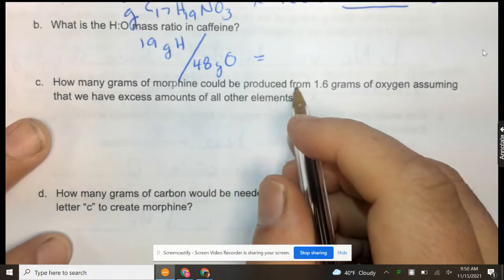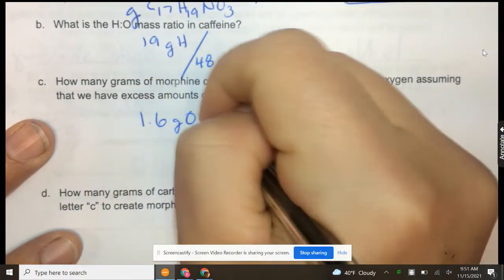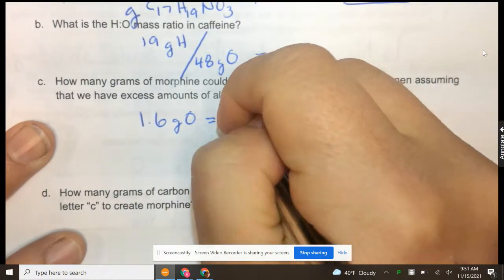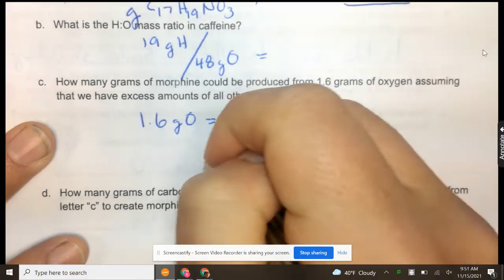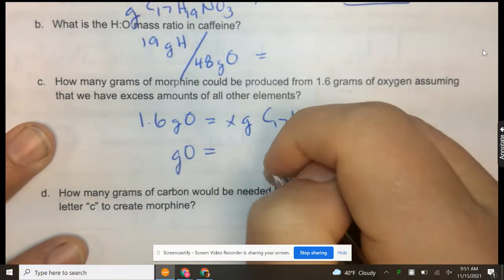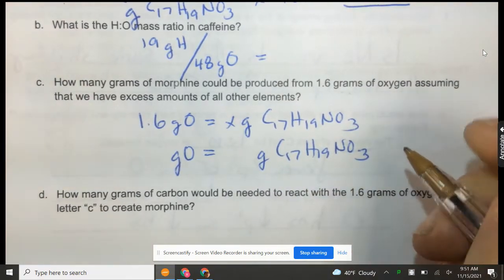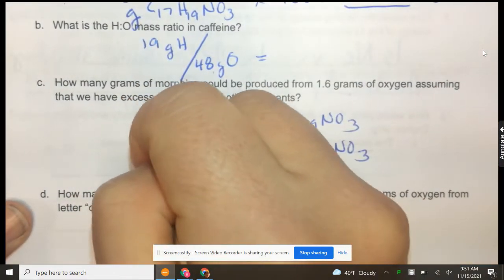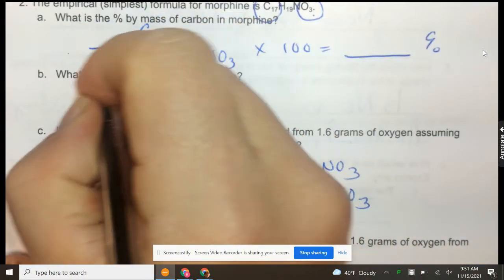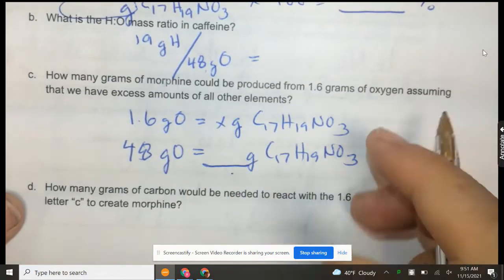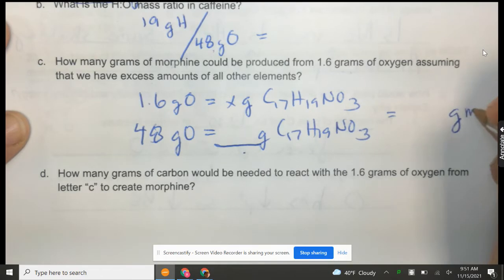How many grams of morphine could be produced from 1.6 grams of oxygen? Set up a ratio. X grams of morphine. So here you put grams of oxygen, here you put your grams of morphine, and we know there'd be 48 grams of oxygen for whatever the total mass of morphine is. That's the mass that you would have added up here. Do your cross multiplication, and you'll have your grams of morphine.